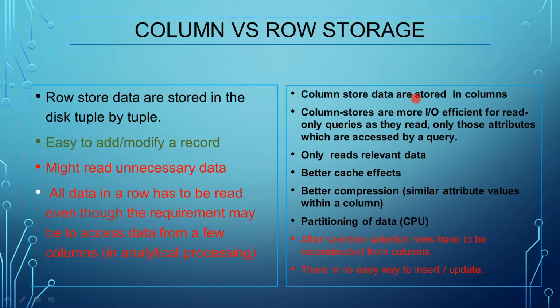And when you go for column store, the data is stored in columns. So there's a virtual view, all right, but the actual is the same as what I showed in this image. It will be stored in columns, and column store gives more input/output efficiency for reading queries and for writing. It only reads relevant data, and we have better caching effects, better compression also, and partitioning of data is also good in column store.